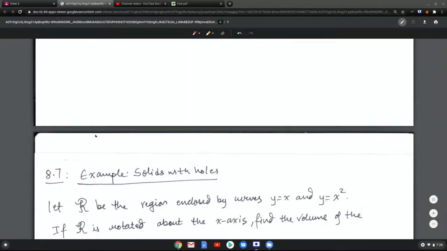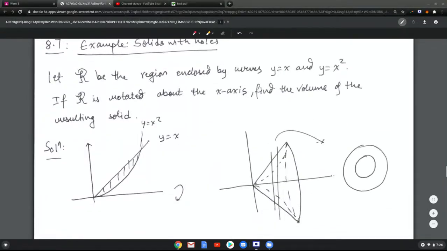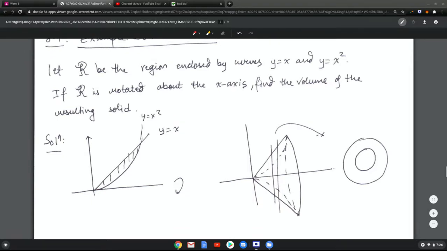Now, in this next example, we're going to look at solids with holes. Basically, let R be a region enclosed by the curves y equals x and y equals x squared. If R is rotated about the x-axis, find the volume of the resulting solid.